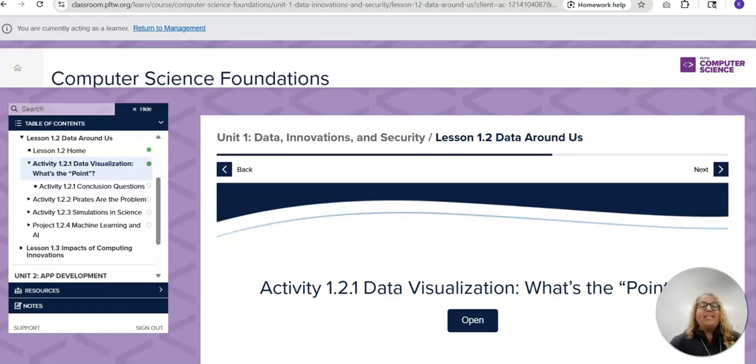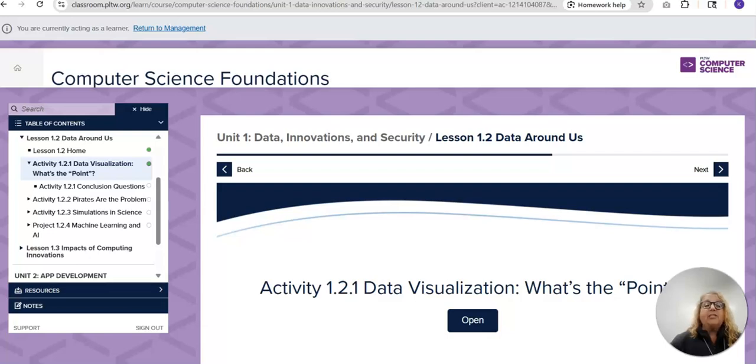Welcome to this week's video. This week we're going to do two activities. The first one is activity 1.2.1, data visualization. What's the point? The second activity we're going to do is activity 1.2.2, and it's Pirates Are the Problem.